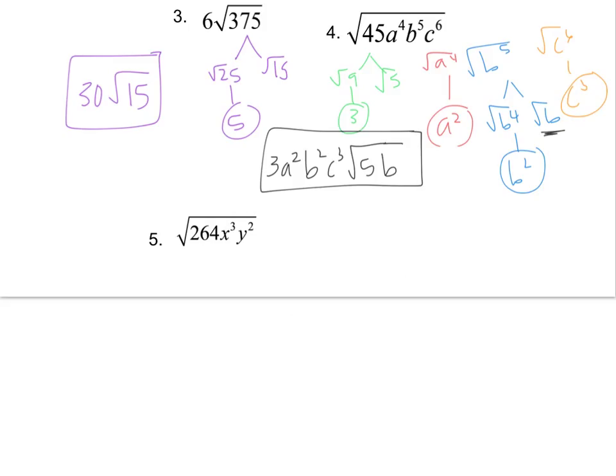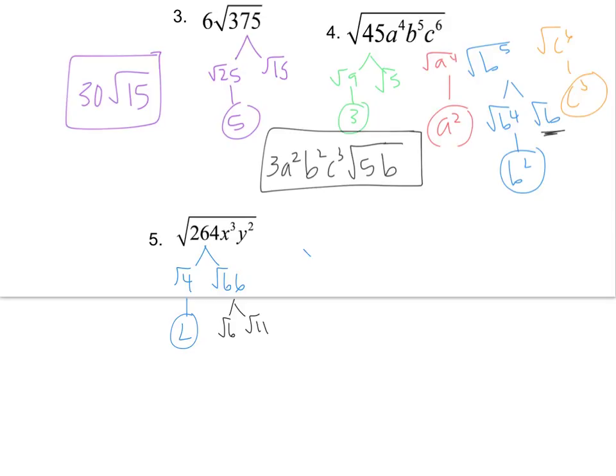All right, last example, square root of 264 times x cubed y cubed. If I break down 264, I'm going to break that down into 4 and 66. Square root of 4 is a 2. And 66 breaks down into 6 and 11, but that won't really help us because neither of those are perfect squares. So that would be it.